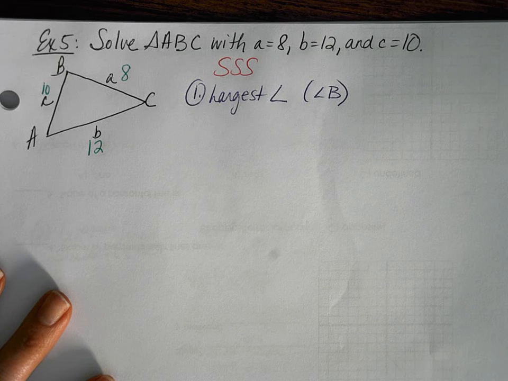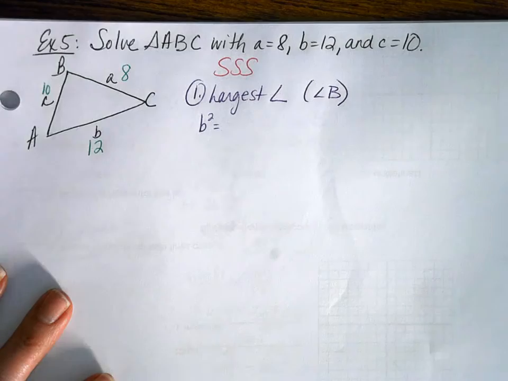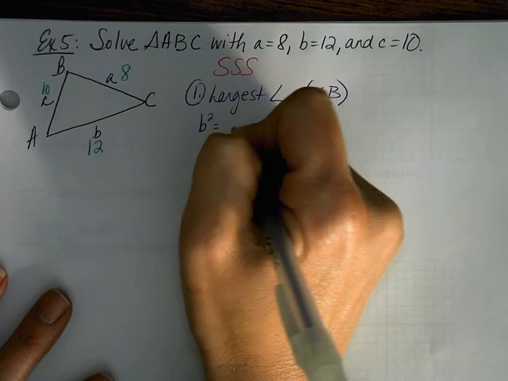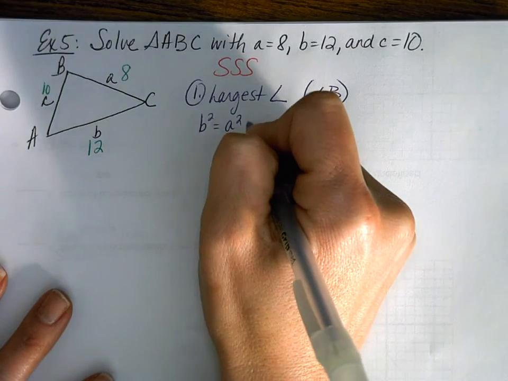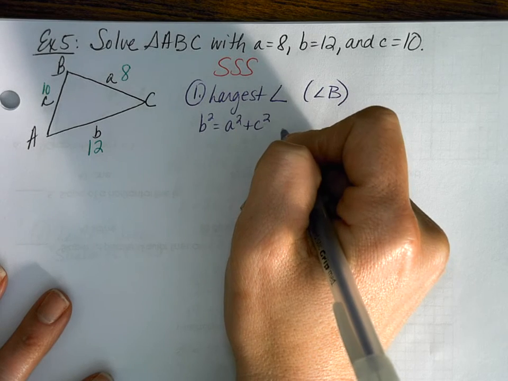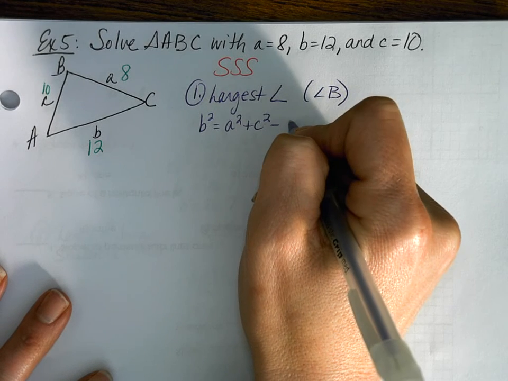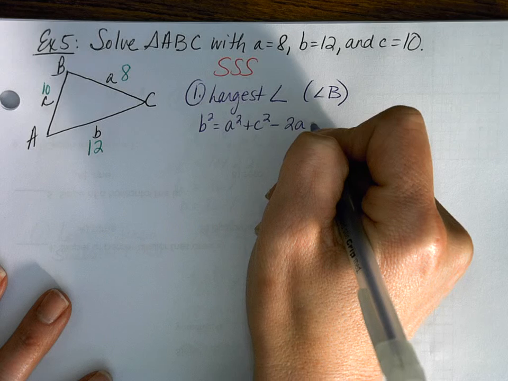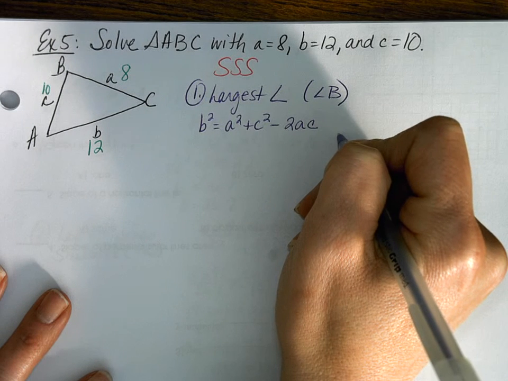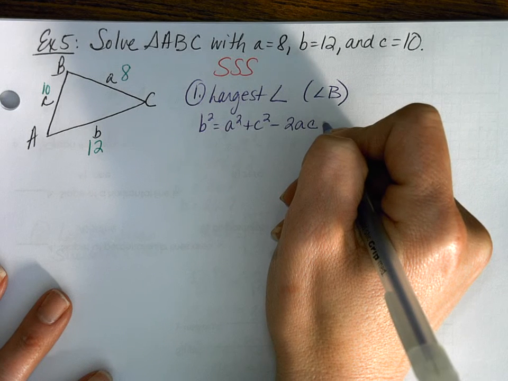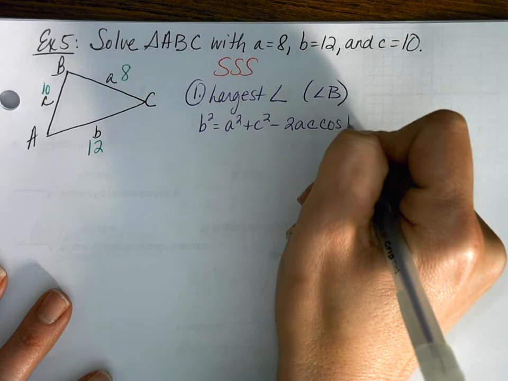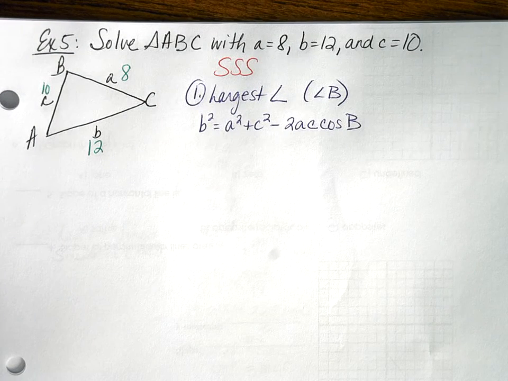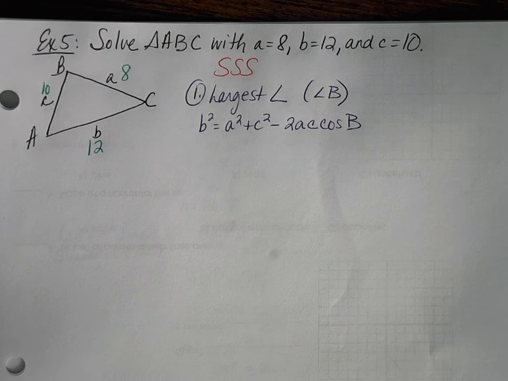Okay, so we've got little b squared equal to little a squared plus little c squared minus 2ac cosine of b. Beautiful. Absolutely love it. Fantastic. All right, Ian, help me substitute the values in there that I know.